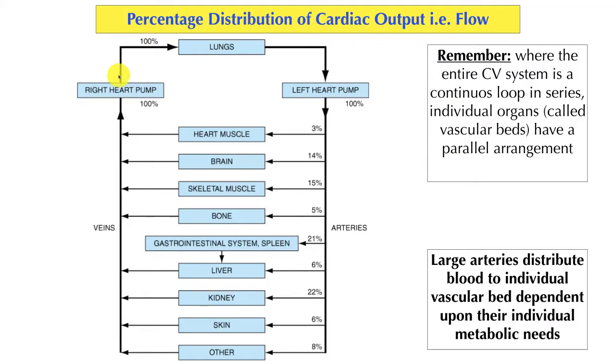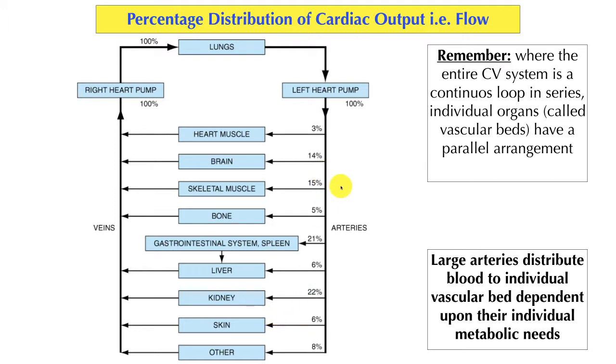Although the entire cardiovascular system is one system in series with two pumps in series, the left ventricle and the right ventricle, within the systemic circulation, the organs have a parallel arrangement. You can see that heart muscles get about 3% of blood flow, whereas kidneys get about 22% of blood flow. This is due to the parallel arrangement of organs within the systemic circulation.